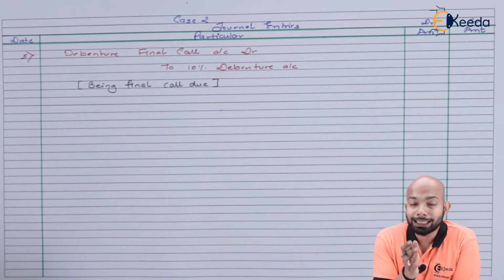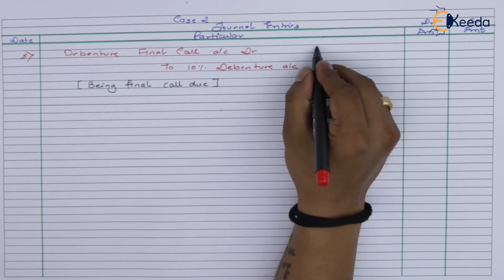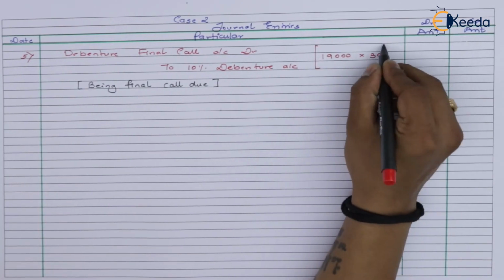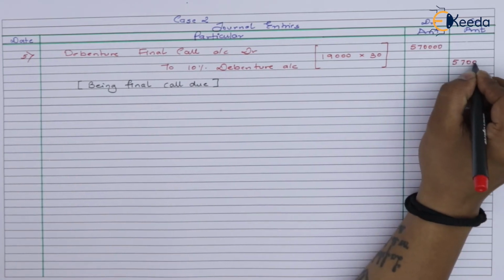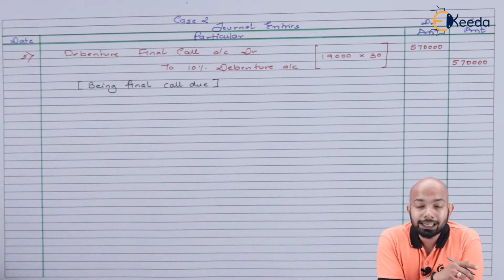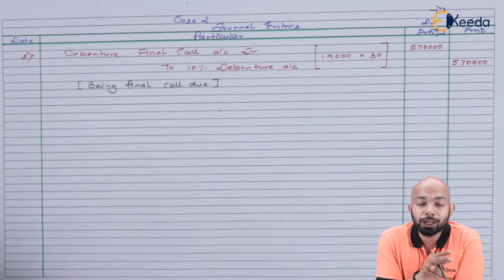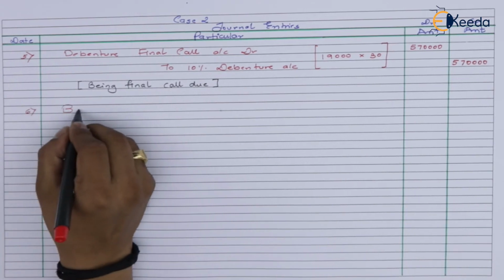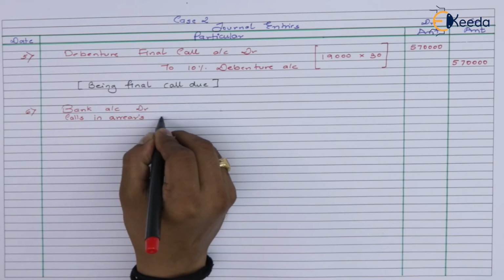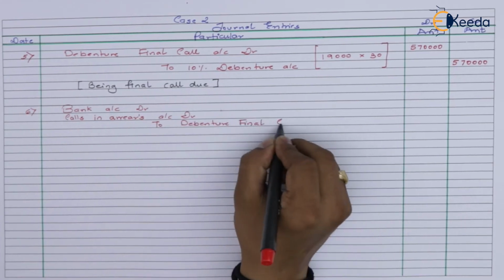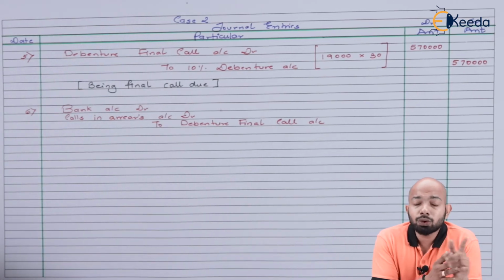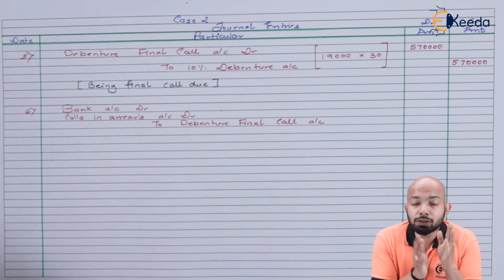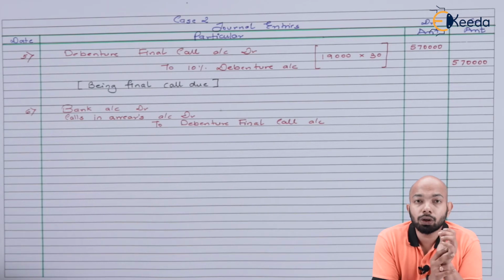Now, the final call due will be 19,000 multiplied by 30. So that will be a total of 5,70,000. Let's pass the receipt entry, whereby there are two calls in arrears now. Mr. Z and Mr. A, who had 5,000 and 2,000 debentures, didn't pay the final call money. That means a total of 7,000 debentures. We haven't received the final call money for those, and that will be our calls in arrears.